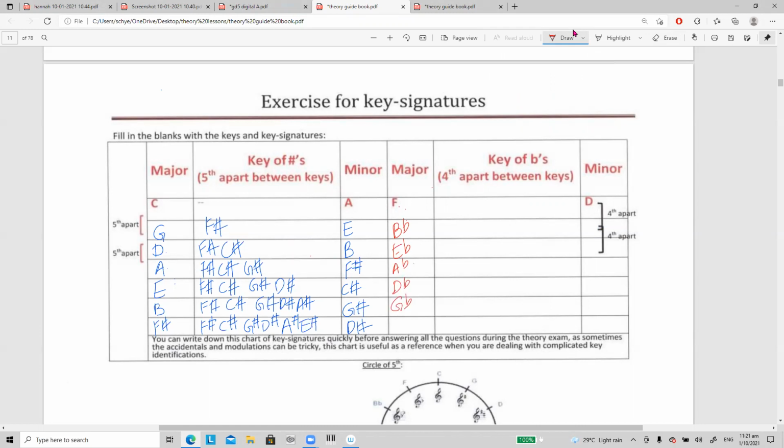So please remember the reason why the flats and sharps are written side by side like this is because the key signature of flat should have 1 key less than the sharp. Here should have 1 key less. So for minor key, it's also the same.